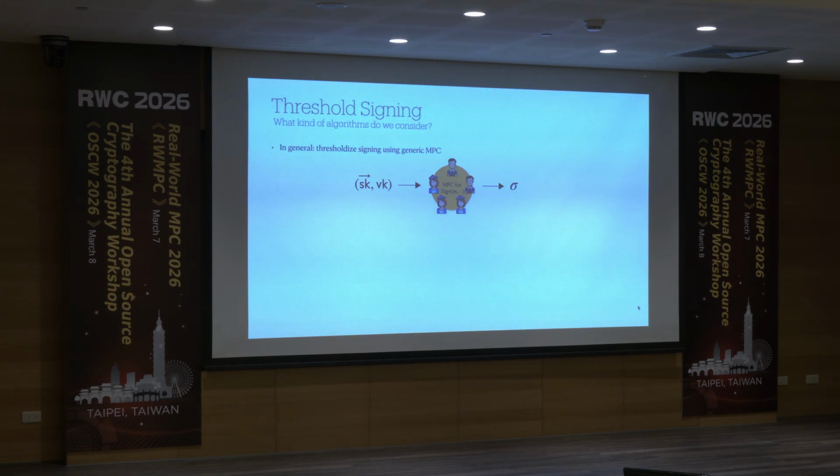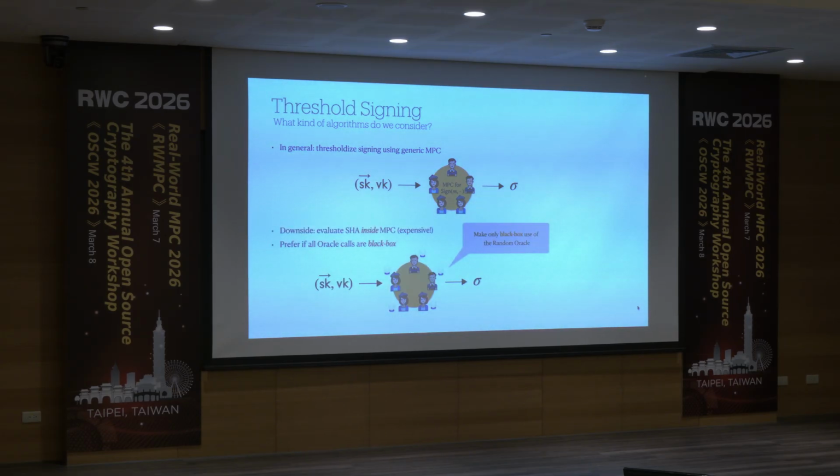Okay, so we've talked about what kind of signatures we're dealing with. Now let's talk about what kind of threshold signing we're dealing with. So in general, of course, it's simple. You can sign basically any signature in a threshold manner just by using generic MPC techniques. So in this case, you represent the signing algorithm as a circuit, take in shares of the secret key and then sign for any message of your choice and obtain a signature.